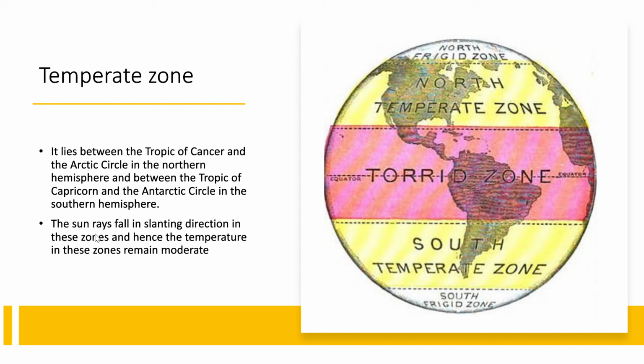So the sun rays are slanting. Therefore, the temperature is moderate. If the sun rays fall in a slanting direction, then the surface is less bright, but they cover a bigger area.